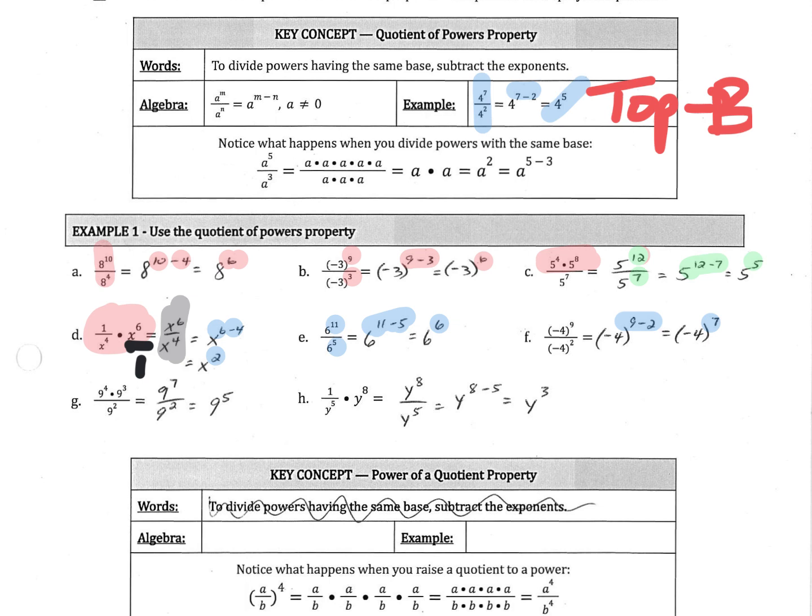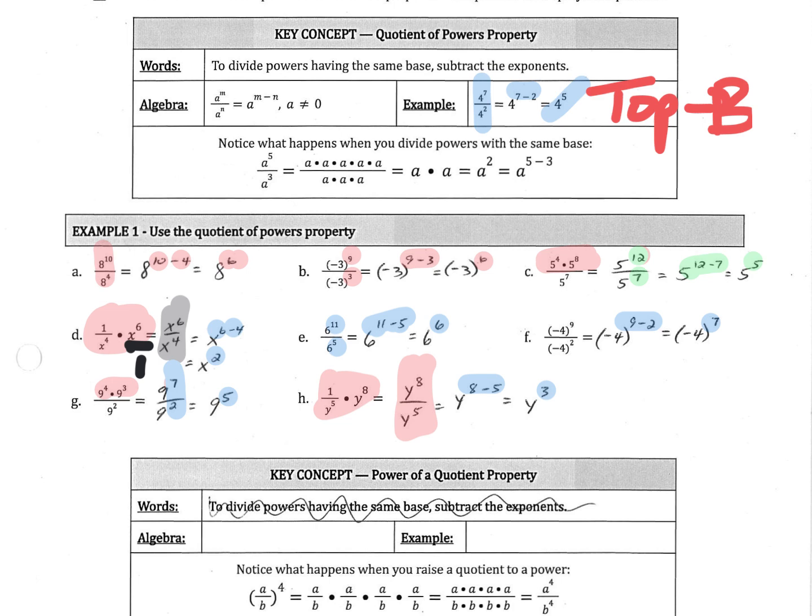Example G, back to having a couple steps to this problem. 9 to the 4th times 9 to the 3rd. We have to add those exponents. Then the next step is we can subtract 7 and 2 to get 5. Example H, we have to multiply those fractions together to get this one in red. A to the 8th divided by A to the 5th. 8 minus 5 is 3.